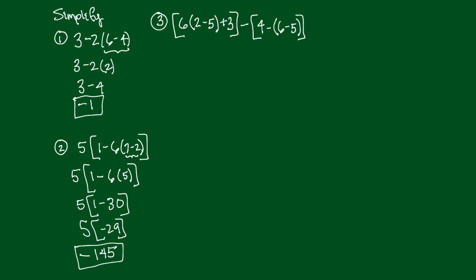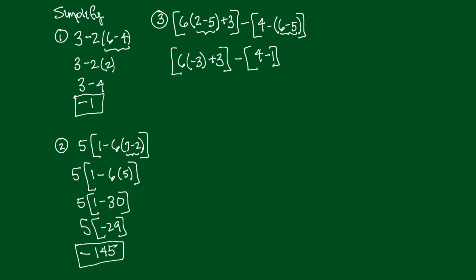Let's work on each one separately here. How about we do this one first? So we'll get 6. Now 2 minus 5 is a negative 3. And then we've got the plus 3. All right, that's that one. Minus, now what do we have over here? I'll work inside here. So I'm going to have 4 minus, now 6 minus 5 is a 1.